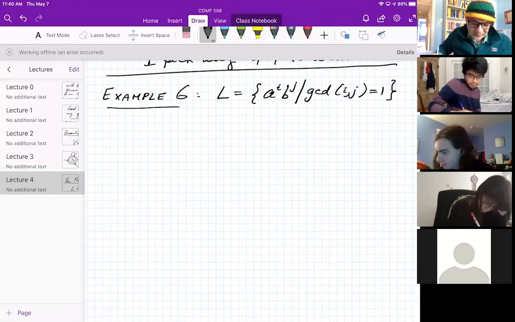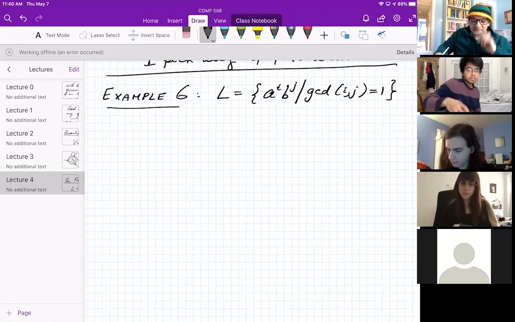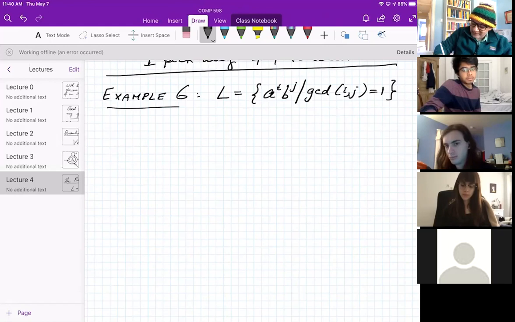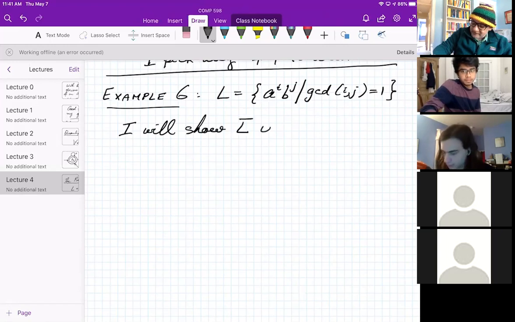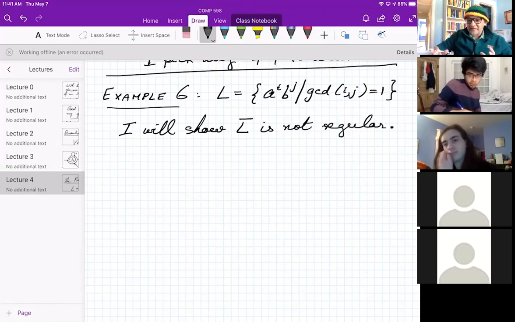Okay. This is, again, by the way, surprisingly hard to do. Just try it. Of course, it's possible, but it's not at all easy. But we are going to convert it into an easy problem. So I will show L complement is not regular. So that certainly means L is not regular, because if L had been regular, L complement would also be regular.